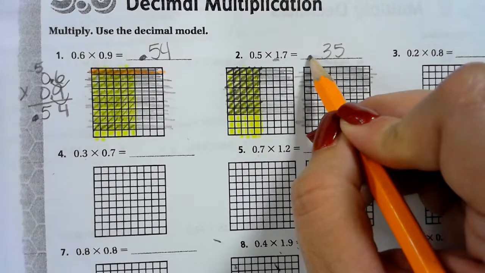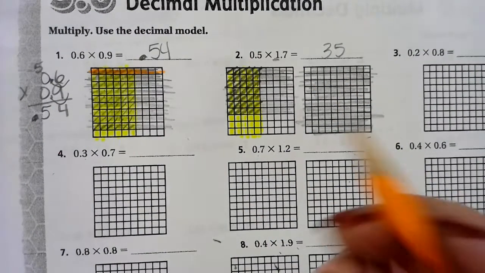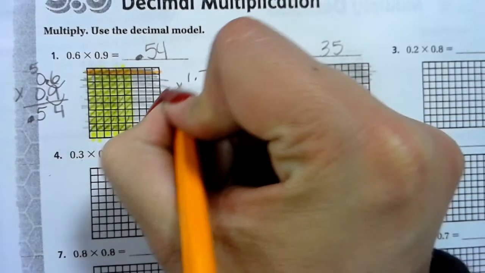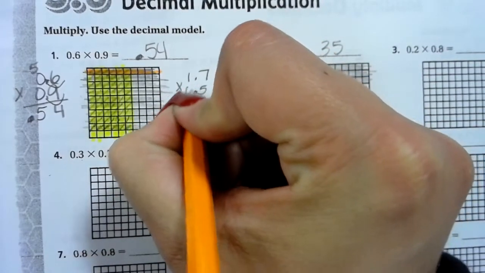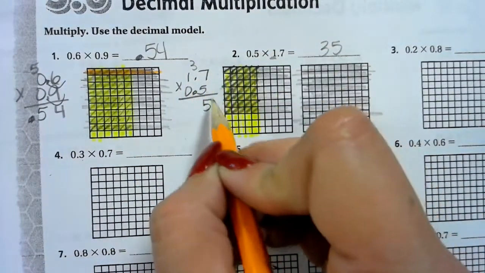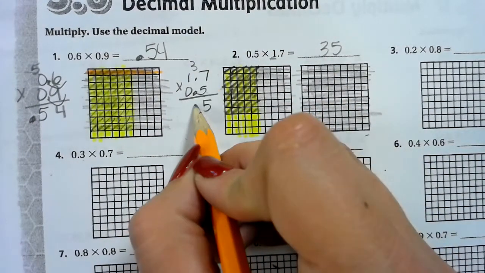Let's talk about that. So out of 100, let's take that 1.7, multiply it by 0.5. 5 times 7 is 35, carry your 3. 5 times 1 is 5, 6, 7, 8.